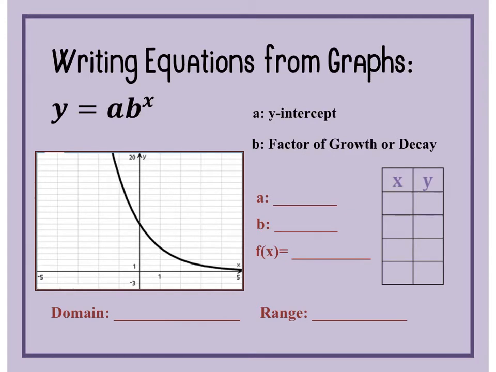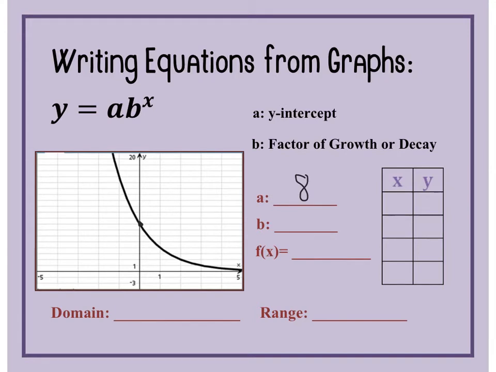So we're going to start off by looking for our y value. My y-intercept is that number right there, so we're going to go ahead and count, and we count 1, 2, 3, 4, 5, 6, 7, 8, okay? So 8 is going to be my a value. That's where this graph is starting.